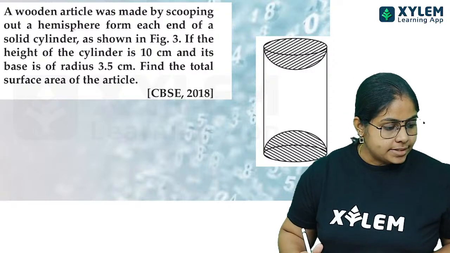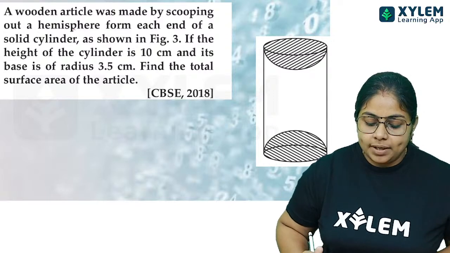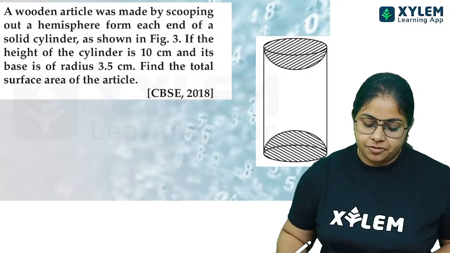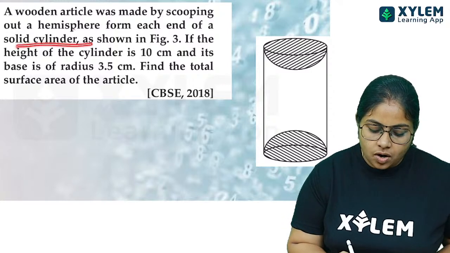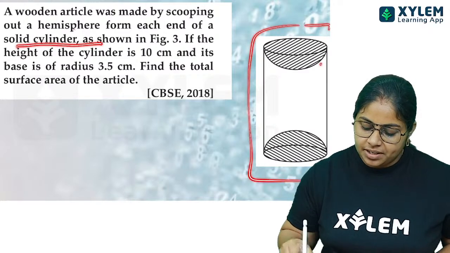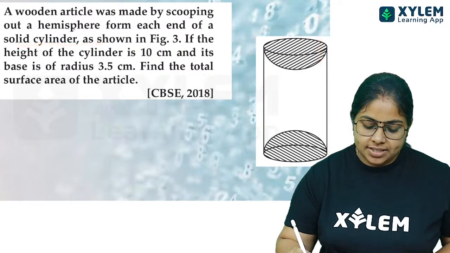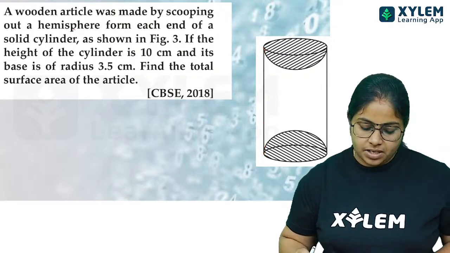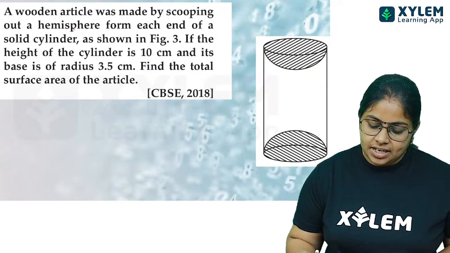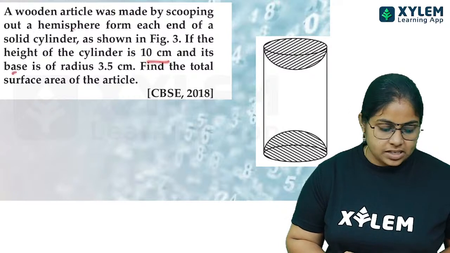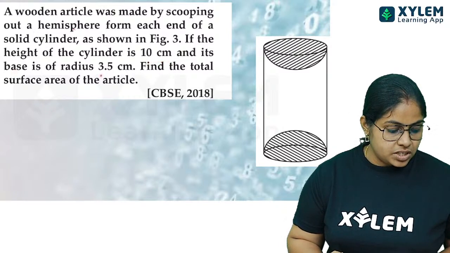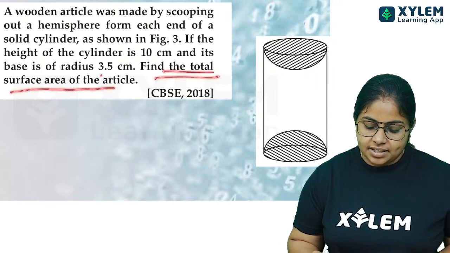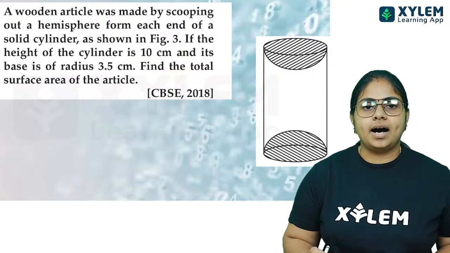Okay, yes. So next one: a wooden article was made by scooping out a hemisphere from each end of a solid cylinder, as shown in the figure. Here the figure is given. A wooden article was made by scooping out from a cylinder. We can see a cylindrical shape. If the height of the cylinder is 10 centimeter and its base radius is 3.5 centimeter, find the total surface area of the article.